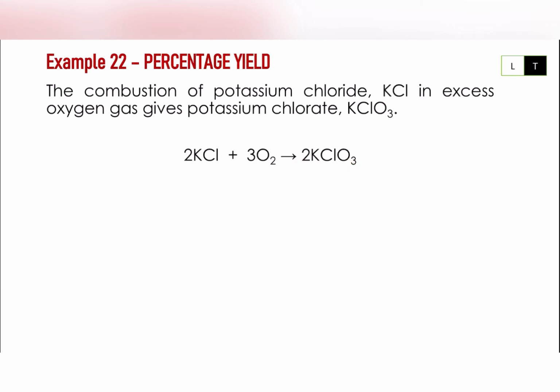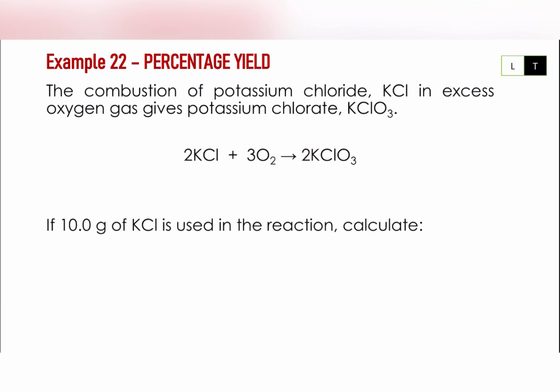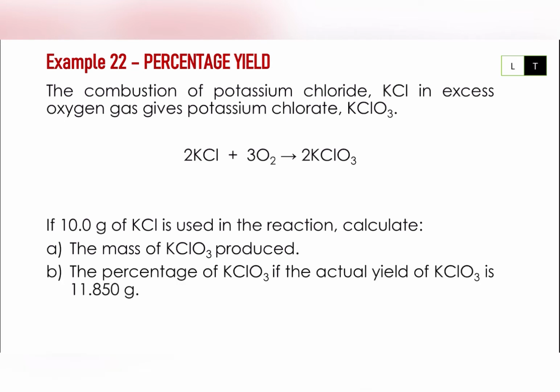Let's continue with extraction of information. The question said that if 10 gram of KCl is used in the reaction, you have to calculate the mass of product, and the percentage yield of product, if the actual yield of KClO3 is 11.850 gram. So how do you want to continue for this part?